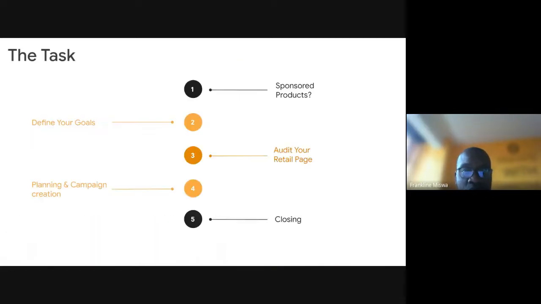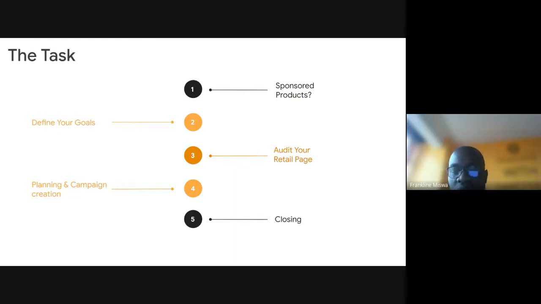Okay, today we'll talk about sponsored products. Out of this, we'll focus on 5 key buckets. We will mention what is sponsored products, assuming some of you have used it. I'll enable you to define your goals and then how you'll actually audit your page. And then we'll do planning and campaign creation, an actual campaign. We'll do a test campaign and then we'll close. Okay? That is how we're going to go through this.